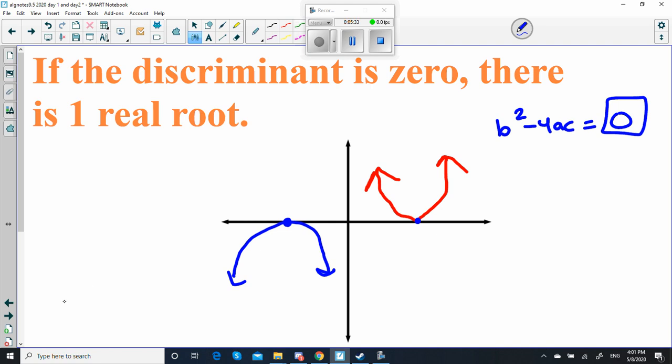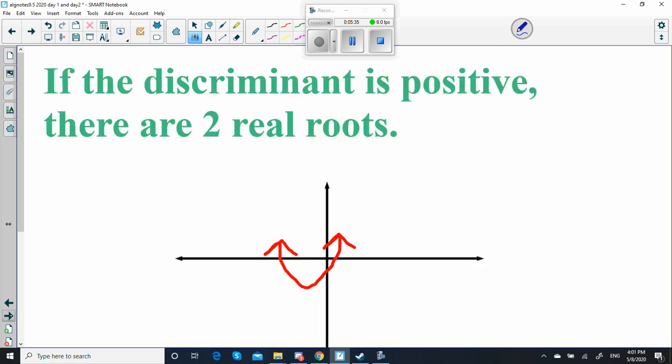All right, and then my next one, obviously, if the discriminant is positive. So if I plug in numbers for b, a, and c in it, I get a positive number of some kind. Fraction, decimal, integer, but it's got to be positive. That means there are 2 real roots, which means it's going to cross the x-axis twice, on the symmetrical points. So here, these would be the 2 real roots, here and here.